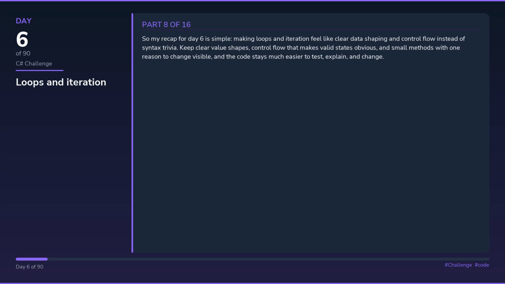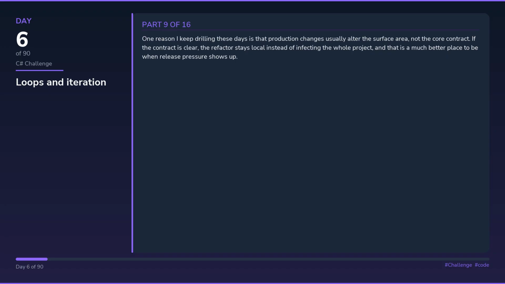So my recap for day 6 is simple: making loops and iteration feel like clear data shaping and control flow instead of syntax trivia. Keep clear value shapes, control flow that makes valid states obvious, and small methods with one reason to change visible, and the code stays much easier to test, explain, and change. One reason I keep drilling these days is that production changes usually alter the surface area, not the core contract. If the contract is clear, the refactor stays local instead of infecting the whole project, and that is a much better place to be when release pressure shows up.